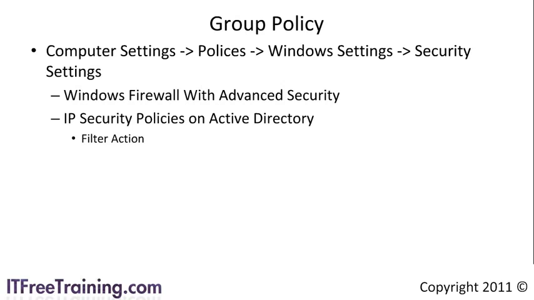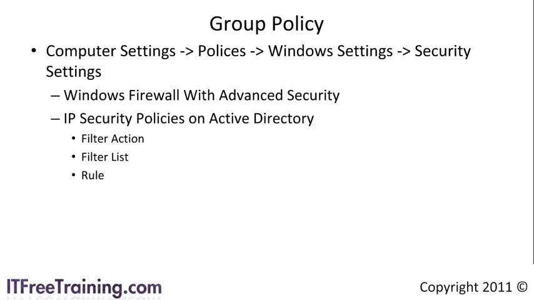The filter action will determine what will happen when the criteria is met. Next, you need to create a filter list. The filter list determines which computers or devices this rule will apply to. Lastly, you need to create a rule. The rule will use the filter list and the filter action to create an IPSec rule, which will be used to build your IPSec connections.